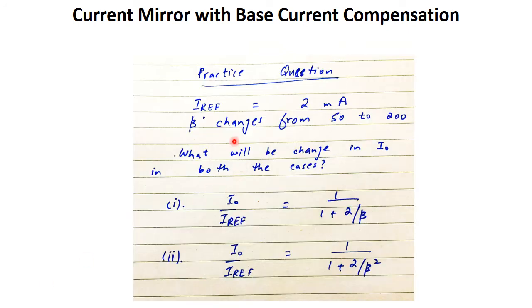We can also confirm this by using this simple practice question. If I reference is 2 milliampere and beta changes from 50 to 200, what will be the change in output current in both the cases? Number 1 is the case for simple current mirror, and number 2 is the case for the modified current mirror. You can solve it yourself and see that the output current will change less in the case of modified current mirror, and it is going to change more in the case of simple current mirror. So in this way we have made I out less dependent upon beta by adding an additional transistor Q3.